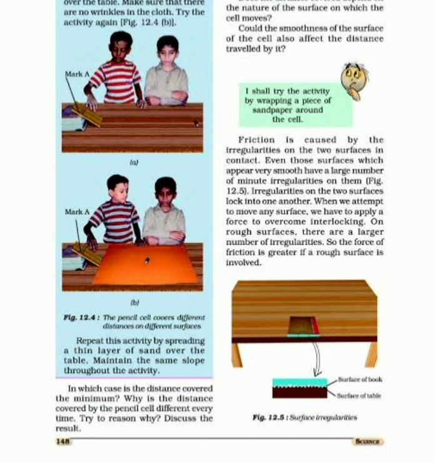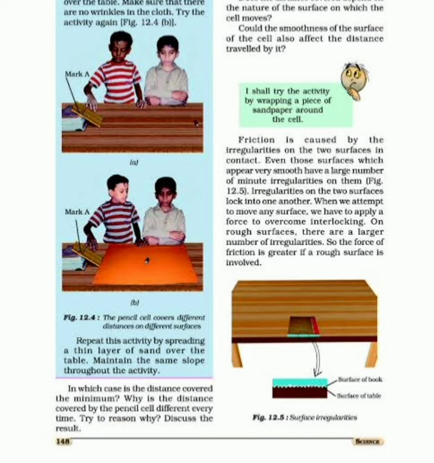So friction is caused by the irregularities on the two surfaces in contact. Even those surfaces that appear very smooth have a large number of minute irregularities on them. So irregularity means that of the two surfaces, one looks smooth and another one is irregular. When moving over a smooth surface, it will be easy to move from one place to another, but with irregularity it will be difficult to move from one place to another.